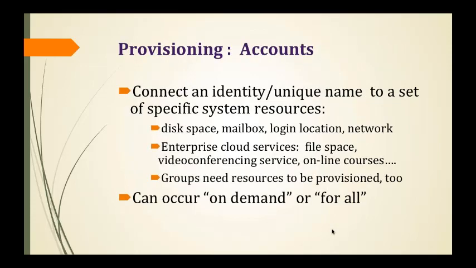Final piece of overall identity and access management system is accounts, provisioning accounts. So to me, this provisioning process connects an identity or a unique name from your identity store to a specific set of system resources. For example, some disk space, a specific kind of disk space, which we call your mailbox. Another kind of specific disk space that we call your home account in Unix or your desktop environment in Windows. It may even have to do with what network you're permitted to get to. Other things are video conferencing services, online courses, all these things. Basically, there's some space, some rights, some other things inside of these services that need to be allocated per unique name, and those are what the provisioning is.